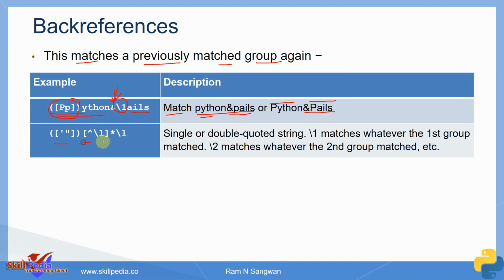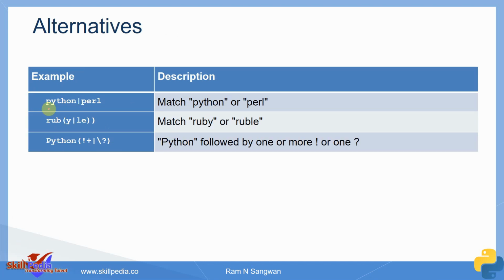And this one is a very interesting regular expression: a single or double quoted string. \1 matches whatever the first group matched, that is this one, this is the first group. \2 would be whatever the second group matched. The second group is not mentioned here, but that would have been the meaning had we had a second group, and this is again the first group. Then alternatives: either this or this. So either Python or Perl.